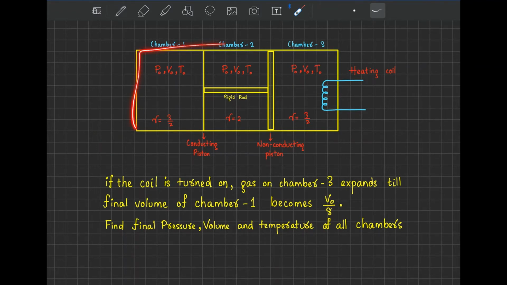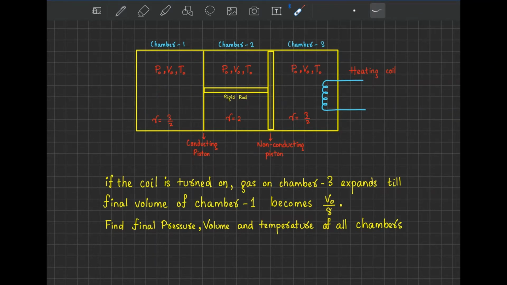As the entire walls are non-conducting and this piston here is conducting, heat transfer can occur through this piston, right? That means finally, whatever temperature chamber 1 has, the same temperature will be in chamber 2 also. So chamber 1 and chamber 2 will have the same temperature at the final state.